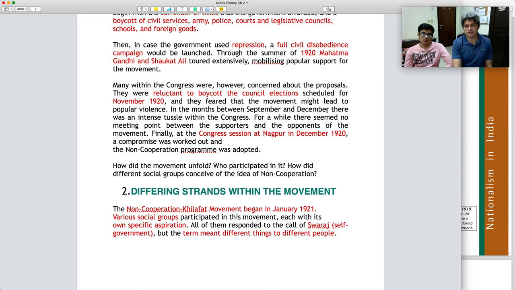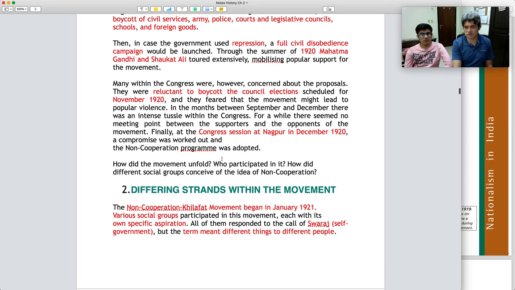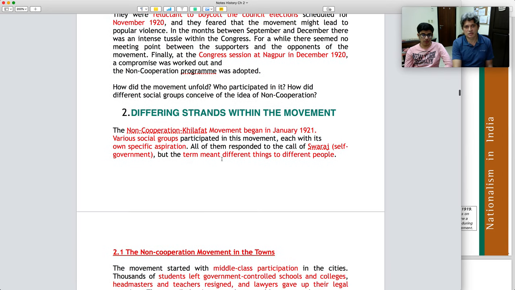In the months between September and December 1920, there was an intense tussle within the Congress. Some people said we should go with the non-cooperation movement, and some disagreed. For a while there seemed to be no meeting point between the supporters and opponents. Finally, at the Congress session at Nagpur in December 1920, they reached a compromise and the non-cooperation program was adopted.